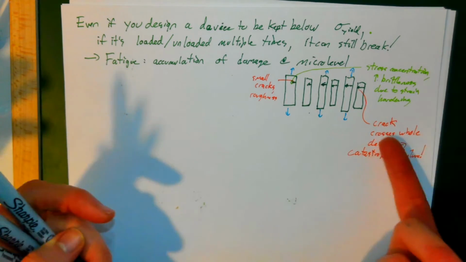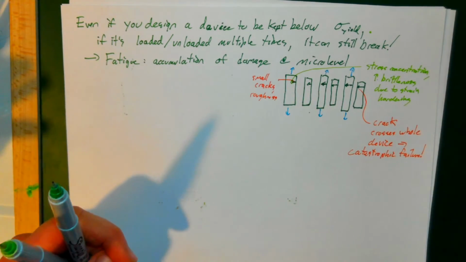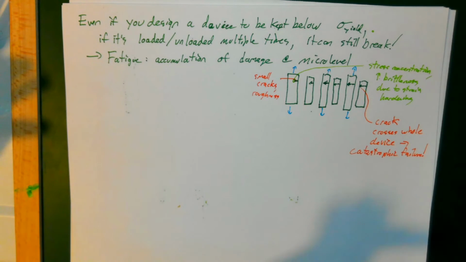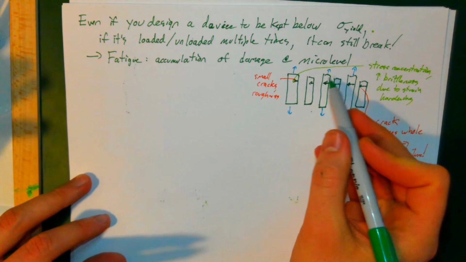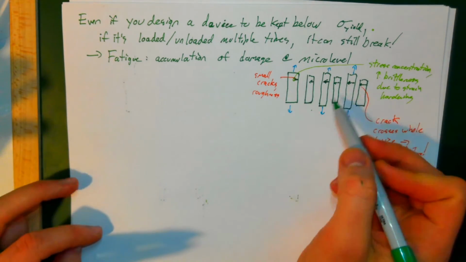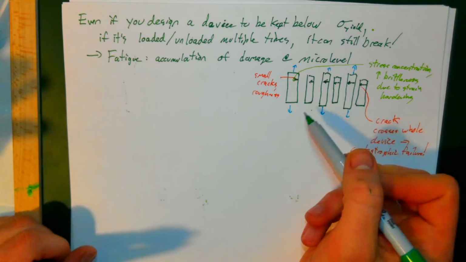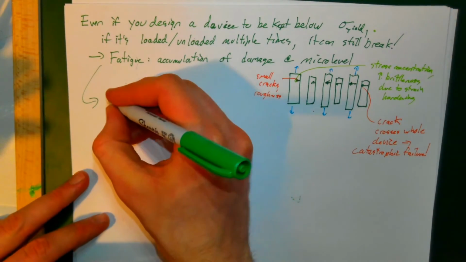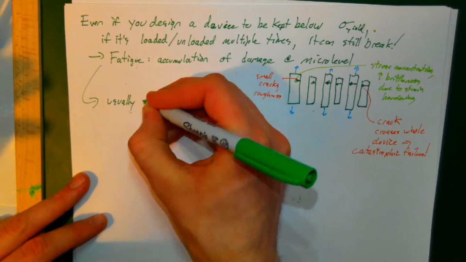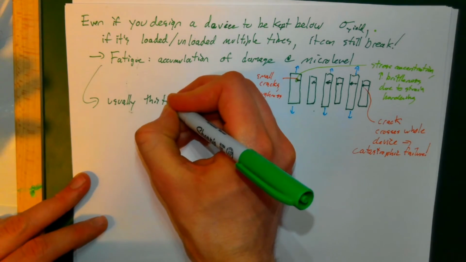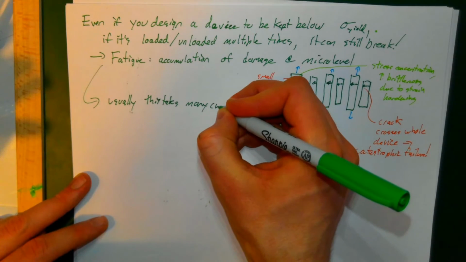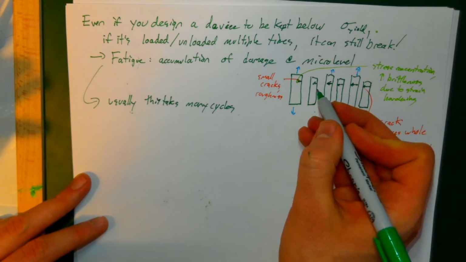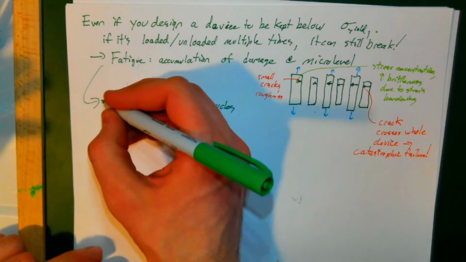And eventually, once we've accumulated enough cycles, that crack can cross and ruin things for us. So you might need to consider, okay, here Landon's drawn a couple of cycles. Usually this phenomenon doesn't occur over 3 cycles, but rather many cycles of being loaded and unloaded and loaded and unloaded to fail.